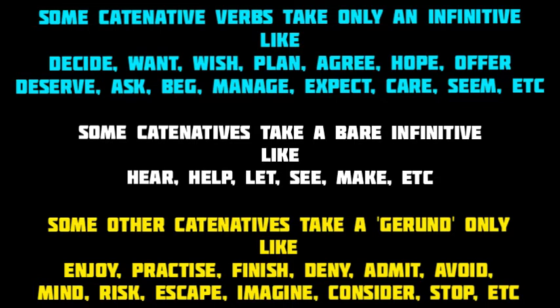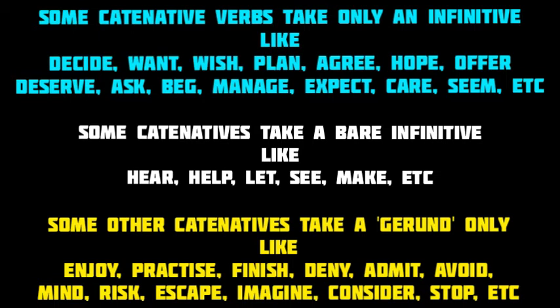So remember to use only an infinitive after all these catenative verbs and not a gerund. But there are a few catenative verbs that take only a bare infinitive or an infinitive without to. For example, hear, help, let, see, make, etc. are always followed by a bare infinitive.